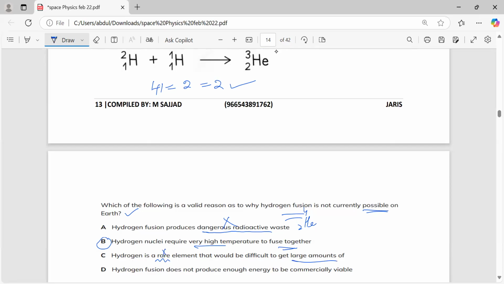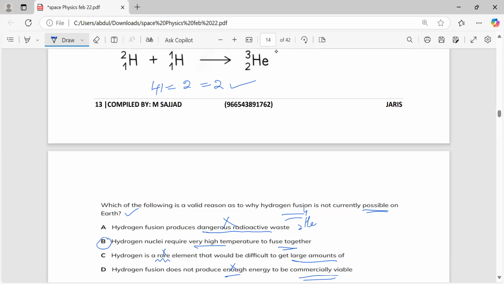D: Hydrogen does not produce enough energy to be commercially viable. No, this is also wrong. We are getting huge amounts of heat and light even on Earth. That is just the result of the fusion reaction which is going on in the core of the sun. So it is wrong to say that it is not able to produce enough energy. Enough is a small term. It can produce an enormous amount of energy, which is not even measurable. So that's why D is wrong.